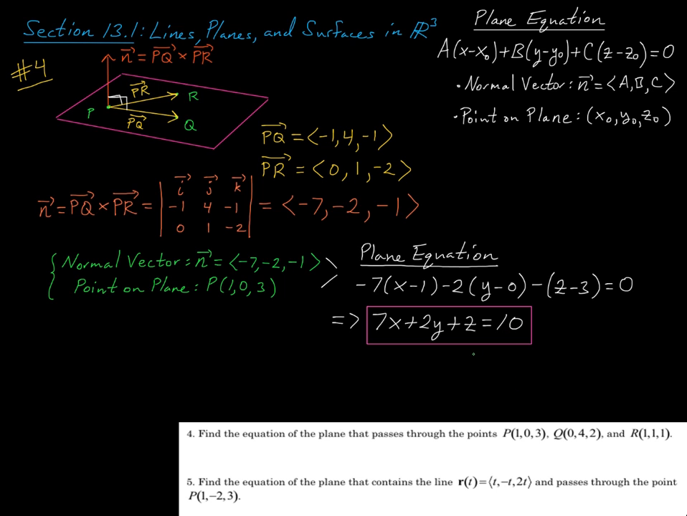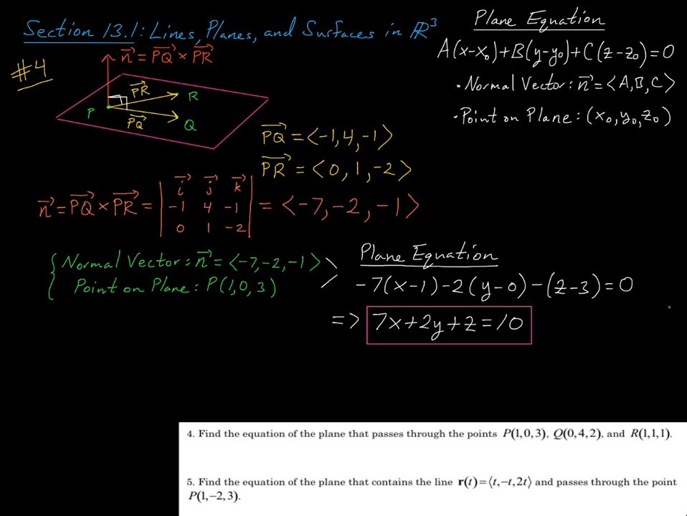And by the way, you can easily check that the coordinates of all 3 of these points satisfy this equation by just plugging the respective coordinates in for x, y, and z, right? So for P, if I plug in 1 for x, 0 for y, and 3 for z, I get 7 plus 0 plus 3, well, that is 10. For Q, plug in 0 for x, 4 for y, and 2 for z. That's going to give you 8 and 2 is 10 again. And then lastly for R, plug in 1 for x, y, and z. That gives you 7 plus 2 plus 1. Well, again, that comes out to be 10. So it works. All right, great.